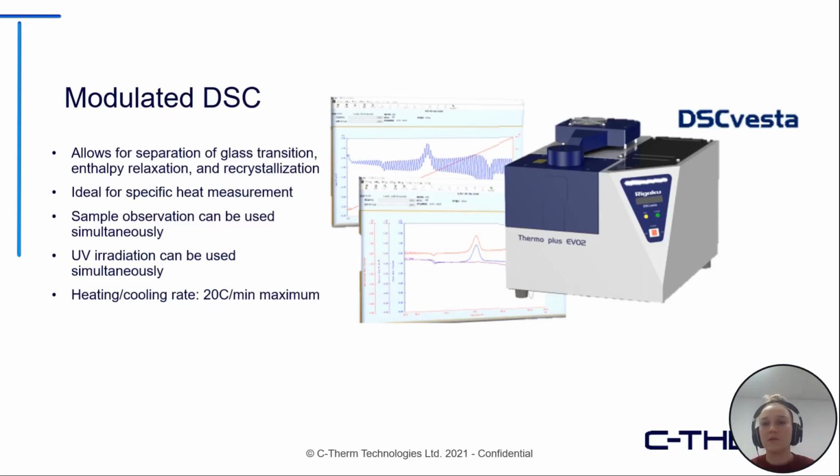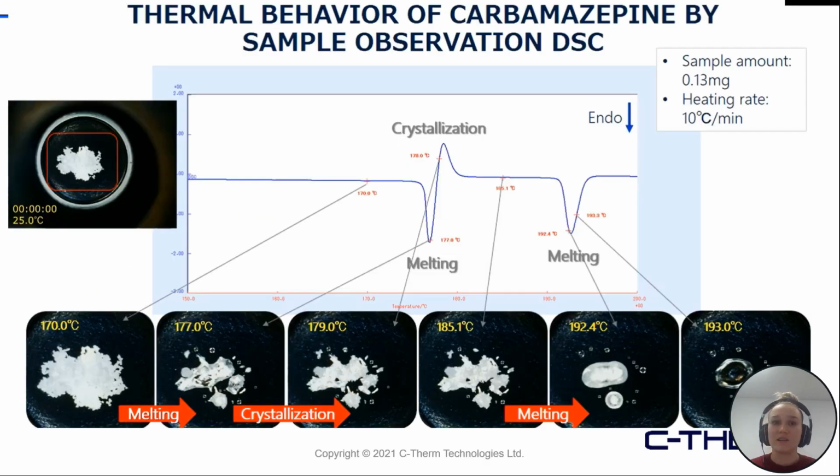Okay, and another capability here I just wanted to highlight. As I mentioned, heat capacity is a really common request that we get. So I wanted to highlight the modulated DSC. That's a capability of the DSCvesta, and if you're looking for the heat capacity, I would really recommend this. It allows for really easy separation of the reversible versus the non-reversible heat events. Can be used simultaneously with the sample observation and also with the UV. So really nice feature there. And if you're considering heat capacity, we would definitely recommend it. Happy to share more info after if that's of interest. Just put it in the chat box there.